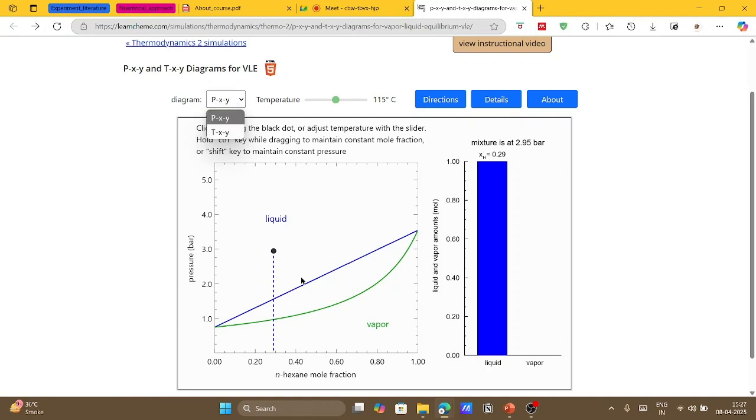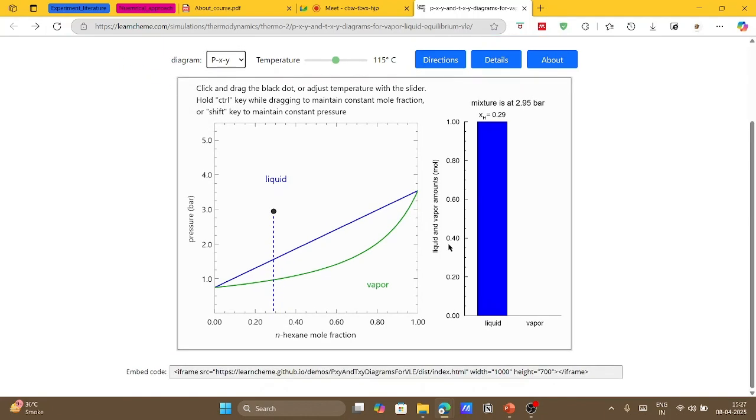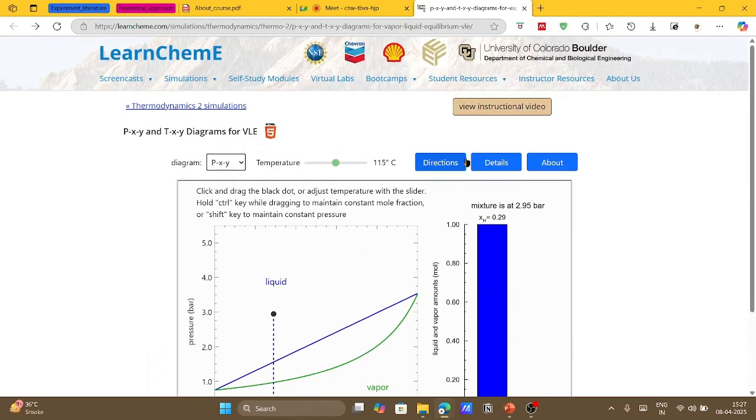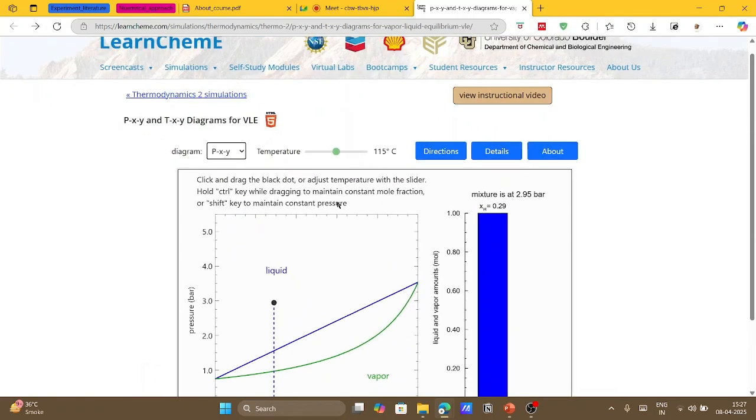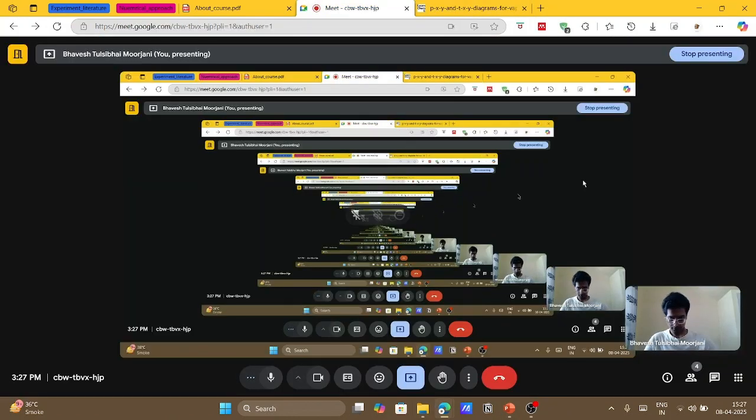Now if you use this composition of vapor and the liquid phase and plot the corresponding YX curve, that becomes your YX curve, right? So this is the basic illustration for your understanding. Now let's come back to our explanation part.